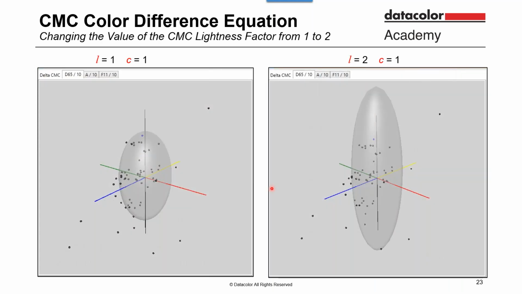Okay, here's an example now of CMC where I'm changing the small L adjustment factor. Normally CMC 1:1 is used a lot of times in paint or plastics, whereas CMC 2:1 is used in textile. But here's a 3D representation of the CMC ellipsoid with 1:1. And notice when I changed the adjustment factor to 2, the ellipsoid was stretched in the L direction. So I'm going to include in passing samples that are lighter and darker.